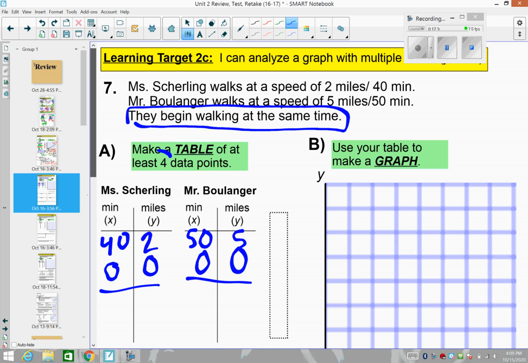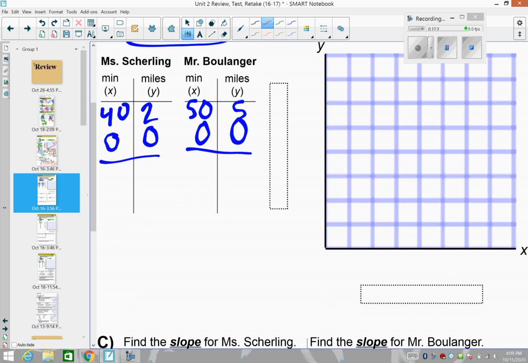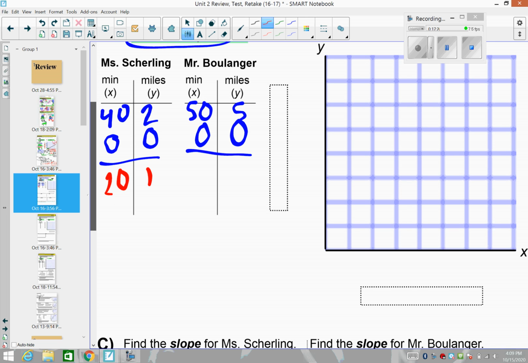Oh, it says at least 4 data points. We're going to only use 3, though. I'm only going to use 3, which is fine, especially in distance learning mode. Divide by 2 for the 40. Divide by 2 for the 2. That gives me another data point.